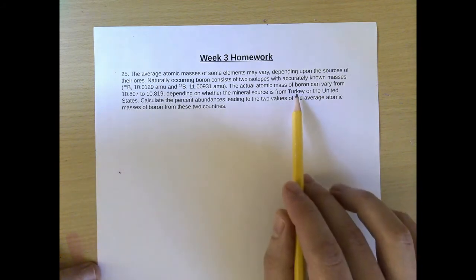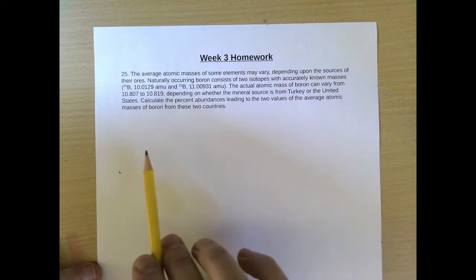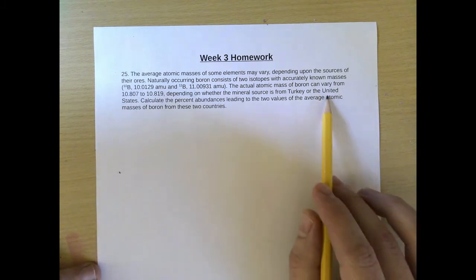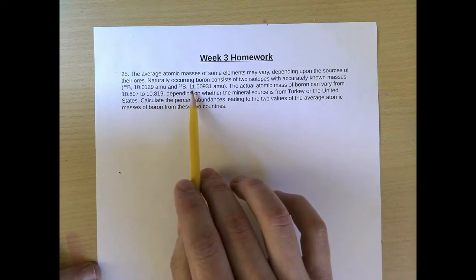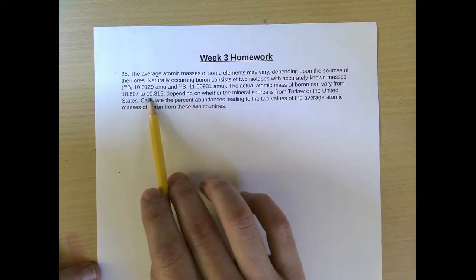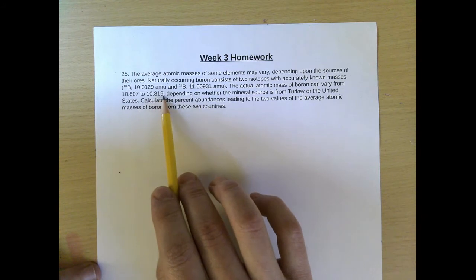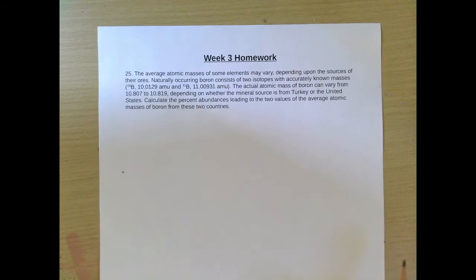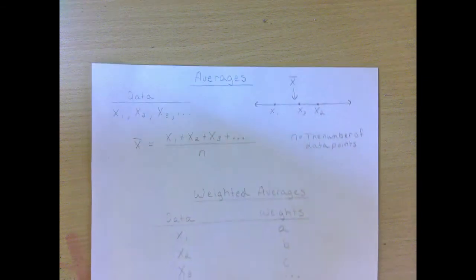Now, I already covered the one that was from Turkey in the PDF that I sent out to you guys. I'd like to take a look at the one that's from the United States this time. So we're going to be getting an average atomic mass of 10.819 AMU. Okay, so this is a weighted average problem, and the first thing I want to do is go over averages and weighted averages just for a little refresher.